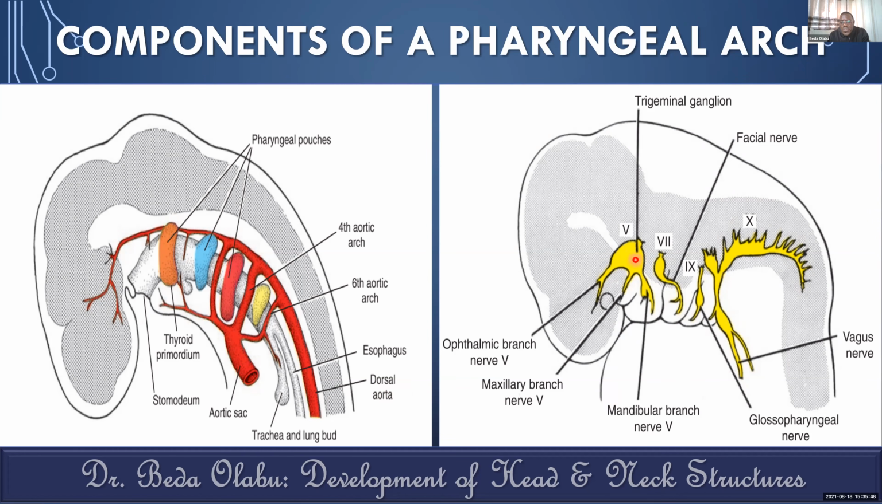To your right shows you the different cranial nerves which give branches that enter the pharyngeal arch. So we can see the fifth cranial nerve there, the seventh cranial nerve there, the ninth cranial nerve, and the tenth cranial nerve. These are the cranial nerves which give branches that enter and supply the different muscular components of a pharyngeal arch. They also supply the mucosal components of a pharyngeal arch.